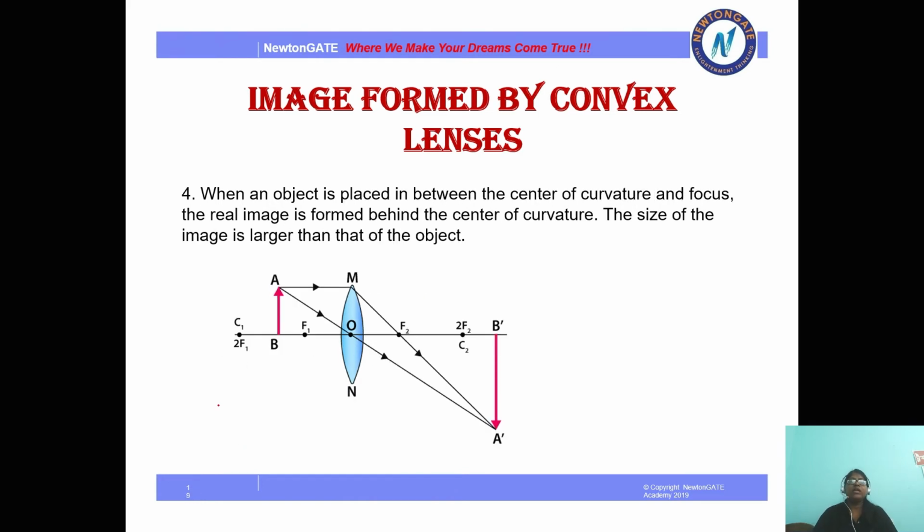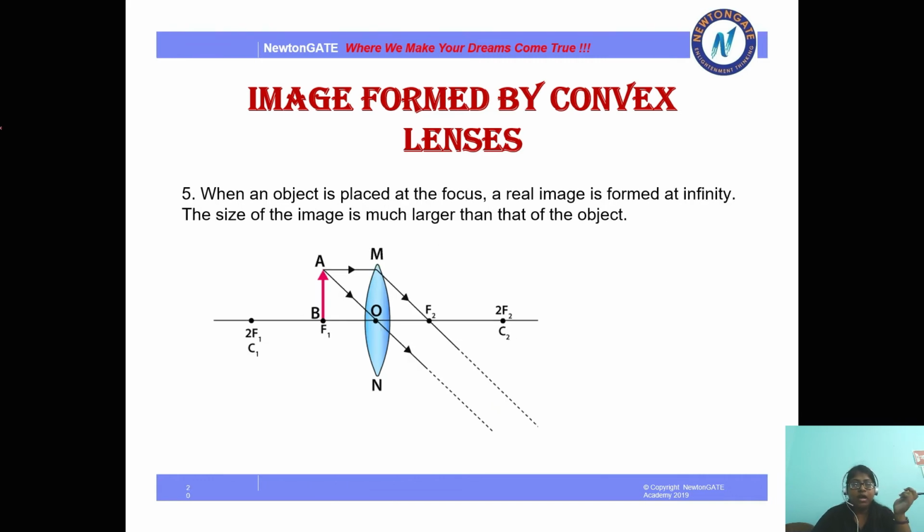The next thing is we are closing in on the object. We are keeping the object in between C1 and F1. If that is the case, again, if I am following the same path, a ray parallel to the principal axis is going through the focus and another is passing through the optical center, then the intersecting point of them is here. So the image that is formed is beyond C2 now, and we are forming an image which is much larger than the object. So the image is magnified.